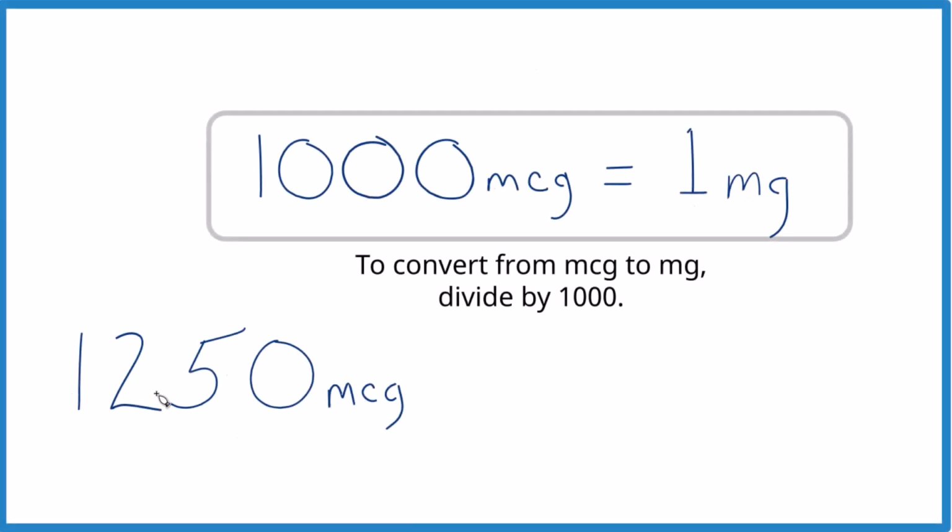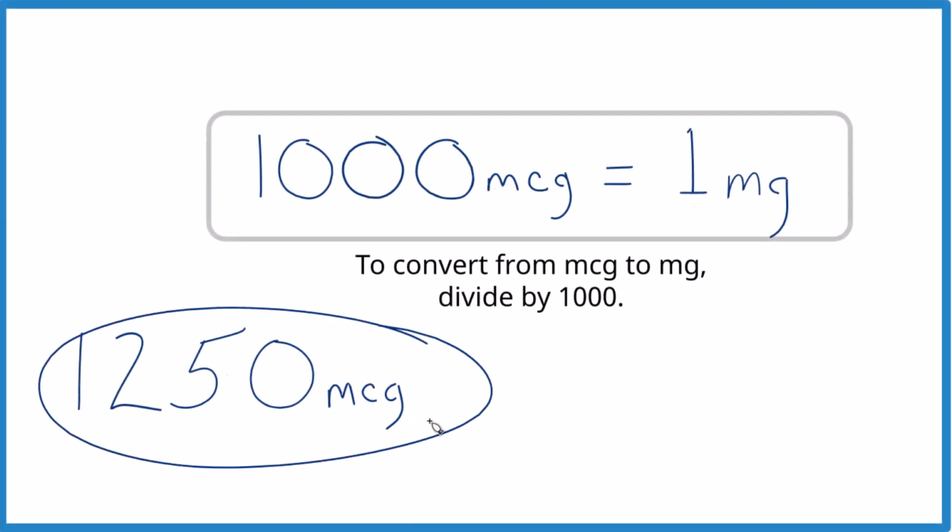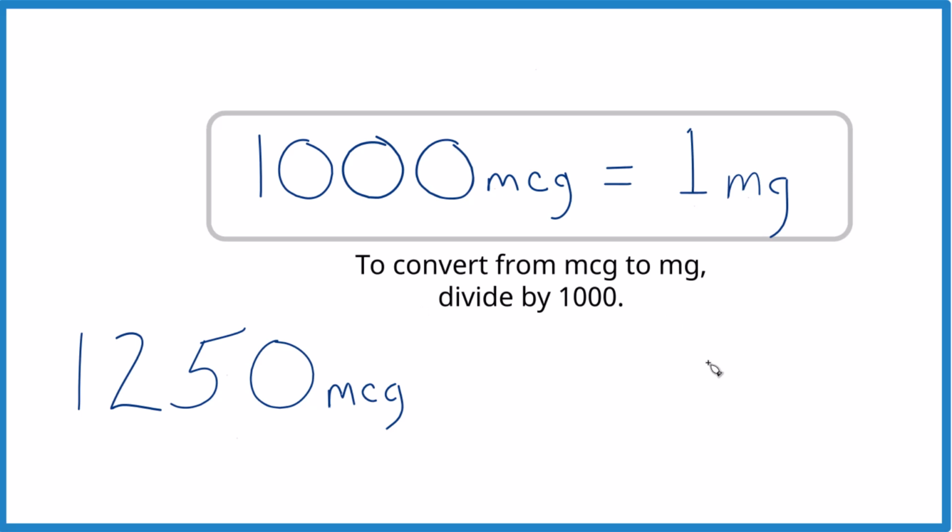So say you're given 1,250 mcg, micrograms, and you want to convert those to milligrams. Here's how you do it. So there are 1,000 micrograms in 1 milligram. That's our conversion factor. When we go from micrograms to milligrams, we just divide by 1,000.